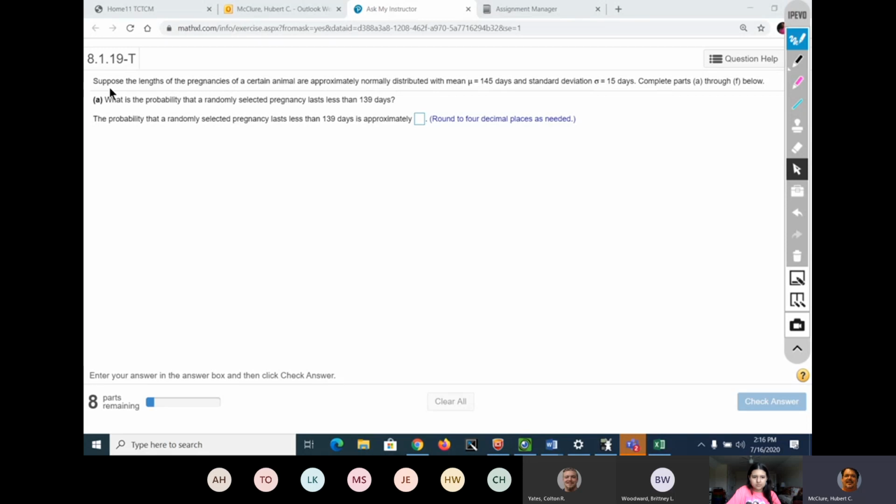It says, suppose the length of the pregnancies of certain animals are approximately normally distributed. Draw a picture. That's what that means. The mean is 145 and the standard deviation is 15. And then it says, what is the probability that a randomly selected pregnancy lasts less than 139 days? That's chapter 7. So go ahead and do it. Everybody in here should be able to do this problem.